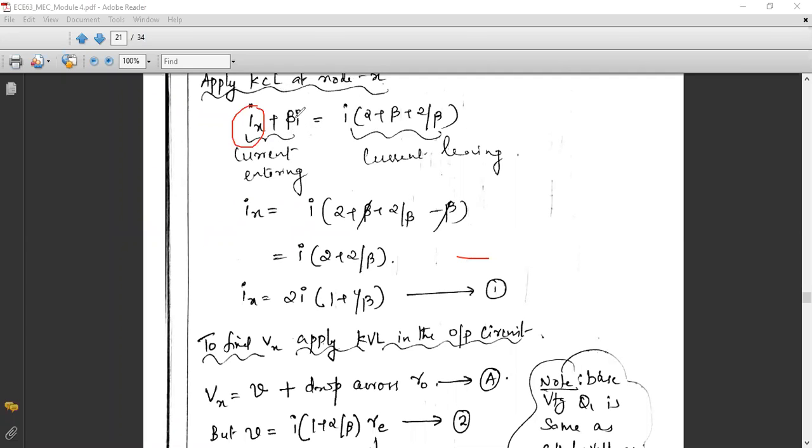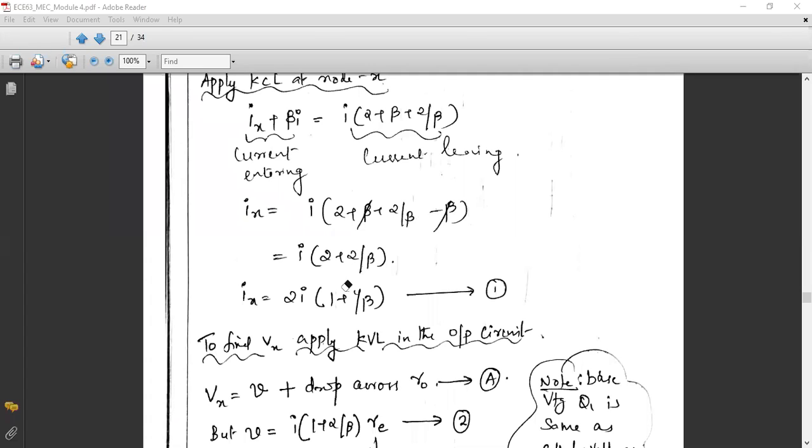Okay. Now you simplify this. Take beta I to the right side. Take I common. Cancel beta. So you will get the expression for current Ix in terms of I. Here you can take 2 common. So 2I into 1 plus beta. So this will be the equation for Ix. Let it be equation number 1. Any doubts till this particular step? Are you writing this? Please do the derivations and practice.